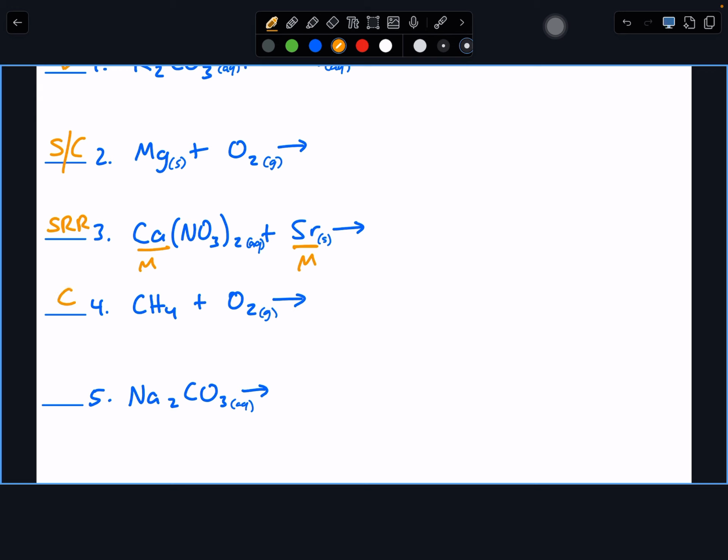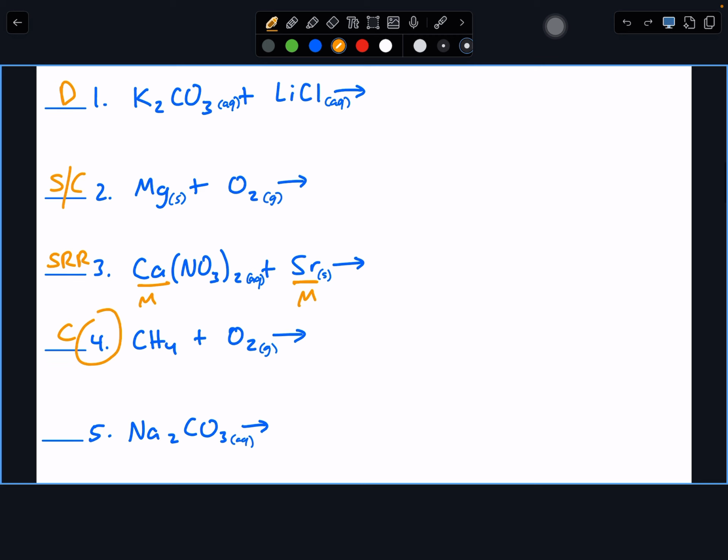Combustion only. And number 5. Wait, why is it combustion? Because there's a compound and an oxygen. There's O2, that makes it combustion. And what else could it be then? It's not synthesis. No, number 4. You said why is it combustion? What else could it be? It has a compound and an oxygen. Could it be something else besides combustion? No, just combustion.